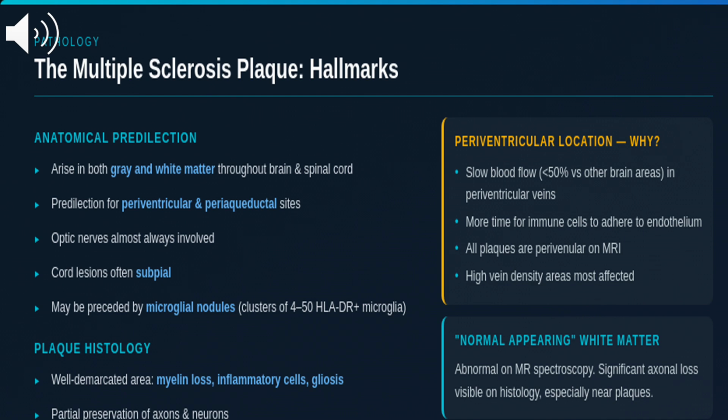Plaques may be preceded by clusters of activated microglia, so-called microglial nodules of 4 to 50 HLA-DR-positive cells in the normal-appearing white matter. These microglial nodules may represent the very earliest detectable lesional change, even before frank demyelination begins.